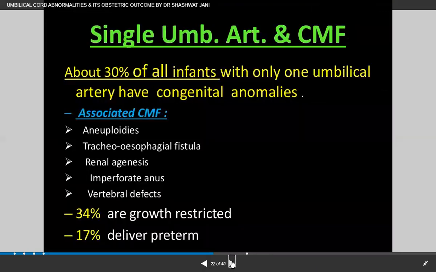Then single umbilical artery and congenital malformations. About 30% of all infants with only one umbilical artery have congenital anomalies. Associations include aneuploidies and tracheoesophageal fistula. There may be problems of renal development, that is renal agenesis, imperforate anus, and vertebral defects. 34% are growth restricted and 17% deliver preterm. That may be the problem of the single umbilical artery.